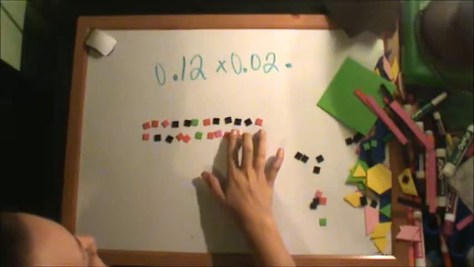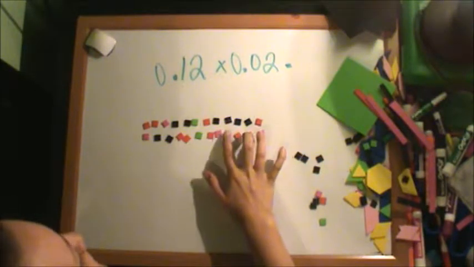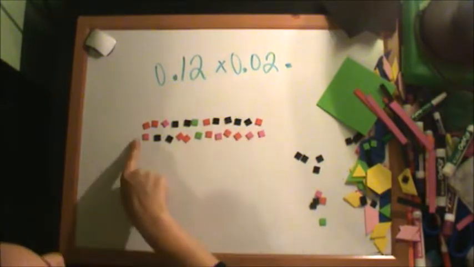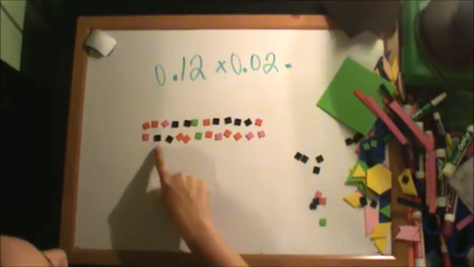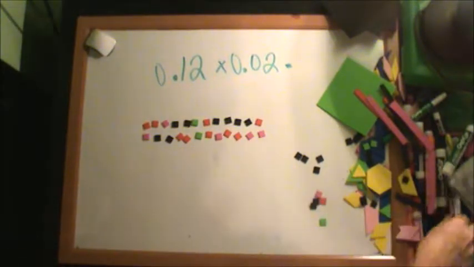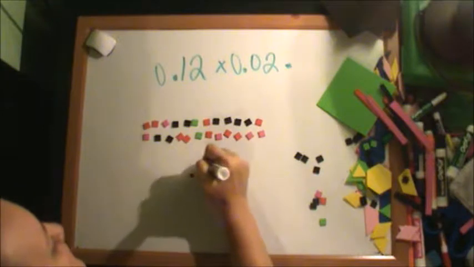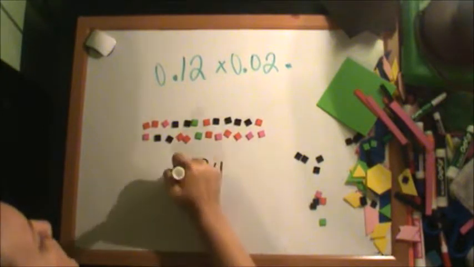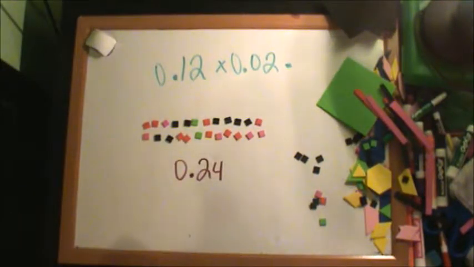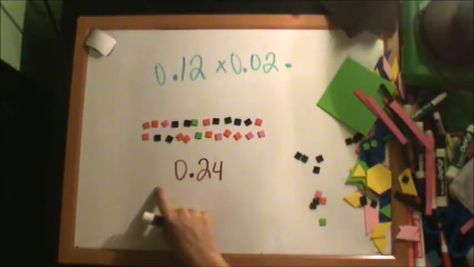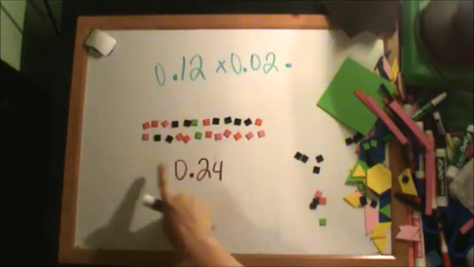2, 3, 5, 6, 7, 10, 11, 12. So how many hundredths do we have now? Because we have 2 hundredths here and 12 hundredths here. That means we have 24 hundredths. And this one worked out because we used all hundredths.